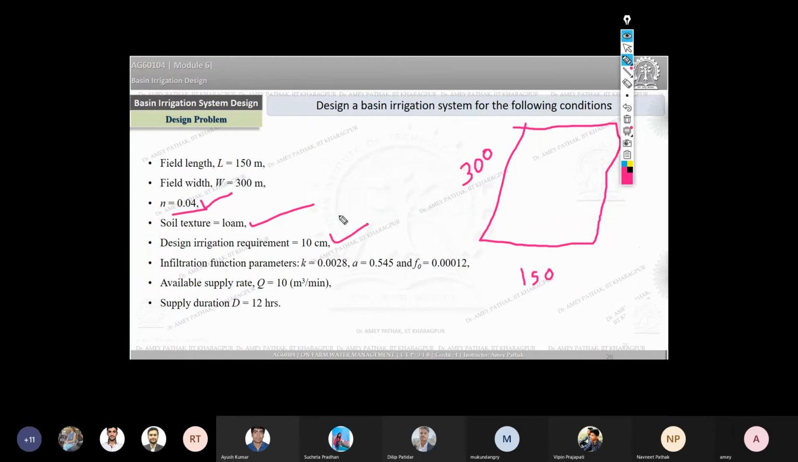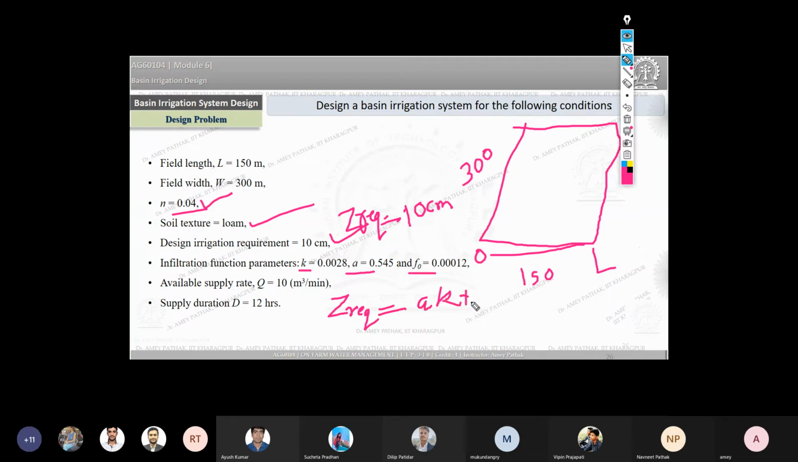Okay, so Z requirement value is given. Z requirement is at least over entire length from L is equal to 0 to L is equal to L. This much depth has to be maintained, infiltration depth. So I'm talking about depth of infiltration here, 10 centimeter. Infiltration function parameter, because in order to calculate the various parameters, we have to use this infiltration parameter. K is equal to 0.0028, A is equal to 0.45545, F naught is equal to 0.0012. If this is not given, then we have to use this modified Kostyakov equation to calculate that.